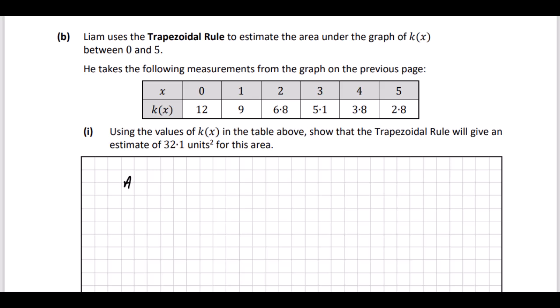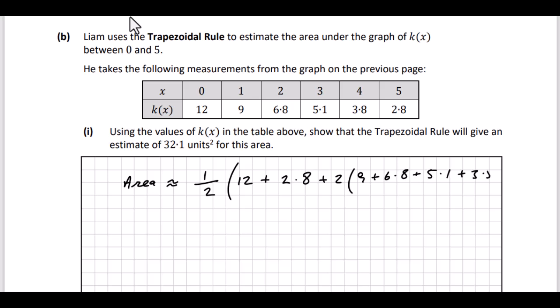The area is going to be approximately equal to, it's only an estimate for the area, h over 2. The h is the difference between 0 and 1, the difference between 1 and 2, the difference between 2 and 3, in other words. So we're going up in ones, so the h is going to be 1. You divide that by 2, and you divide by the first value, which is 12, plus the last value, which is 2.8, and then it's twice all the rest of them added. So it's twice 9 plus 6.8 plus 5.1 plus 3.8.